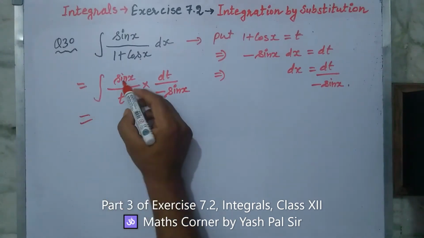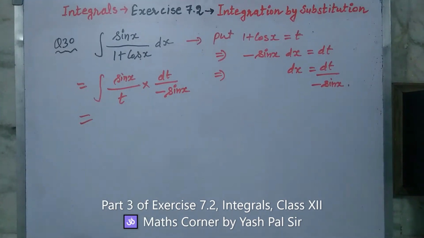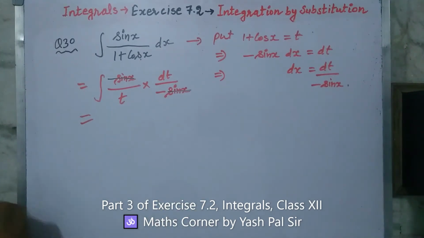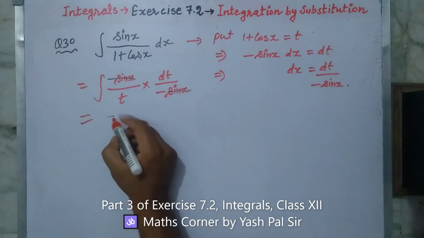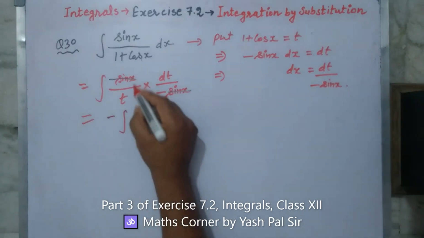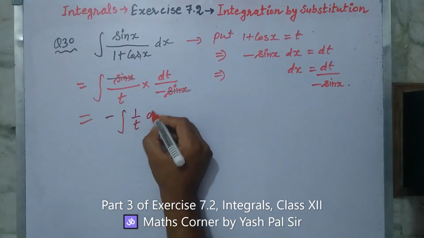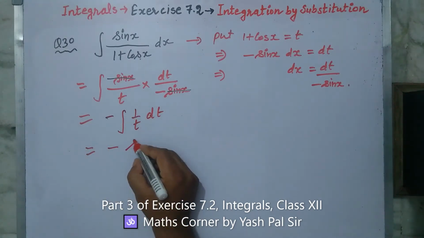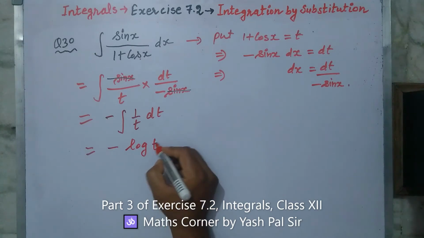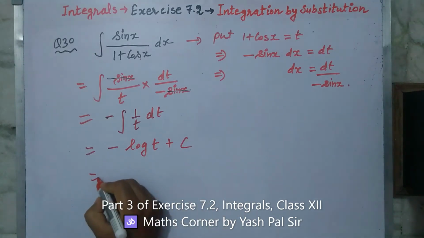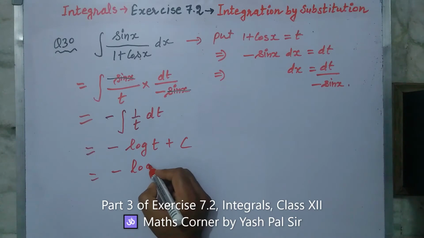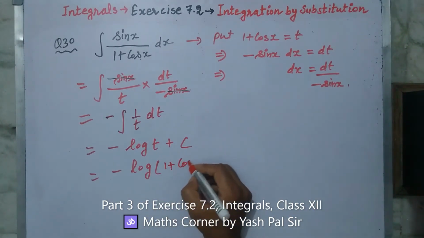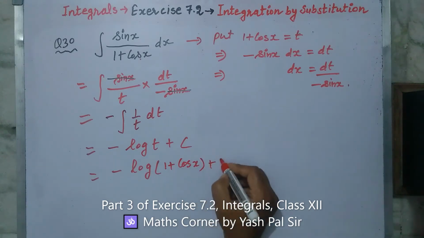So now this sin x is cancelled. What is the remaining part? Minus 1 upon t dt. So its integration, the integration of 1 upon t, is log of t plus c. That means minus log of t, which is equal to minus log of 1 plus cos x, plus c.